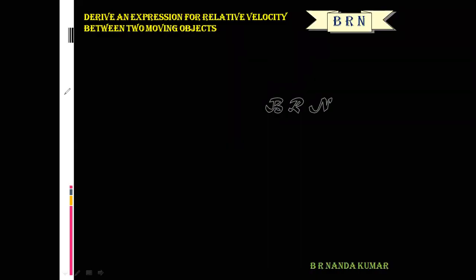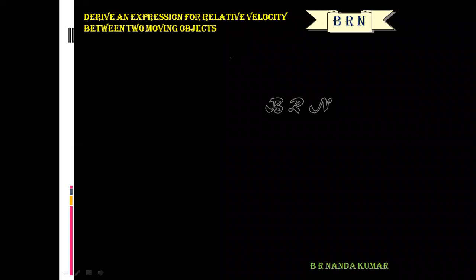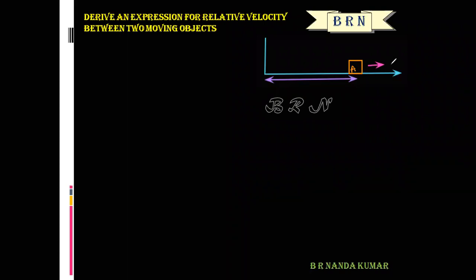So the next topic, derivation of an expression for the relative velocity between two moving objects. First here, let us consider an object A that is moving with velocity V. So here this is XA of 0. So this is the initial displacement of object A at time t is equal to 0. This is the origin. Object A is moving along the x-axis.